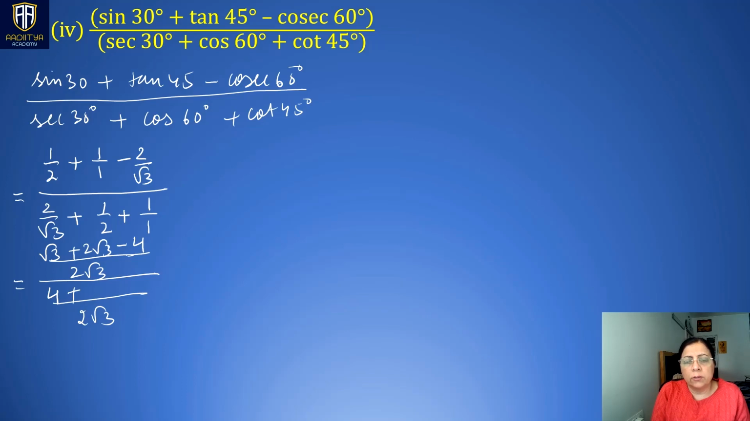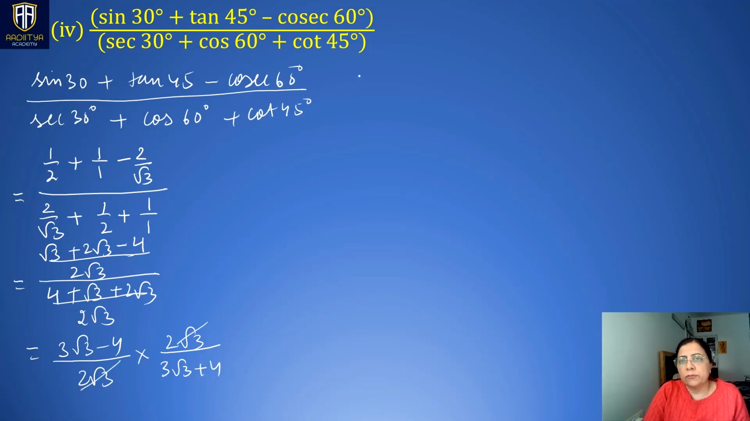2 root 3 divided by 2 is root 3. Root 3 into 1 is root 3. Now add it to 2 root 3 multiplied by 1, which is 2 root 3. So in the numerator we have 3 root 3 minus 4 divided by 2 root 3. Denominator gets flipped. So this is 2 root 3, and in the denominator we have 2 root 3 plus 1 root 3, which is 3 root 3 plus 4. Right? So now we have 3 root 3 minus 4 upon 3 root 3 plus 4.